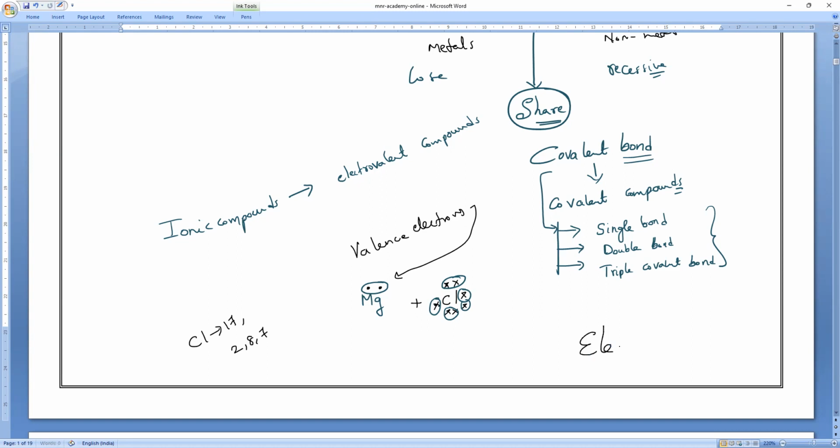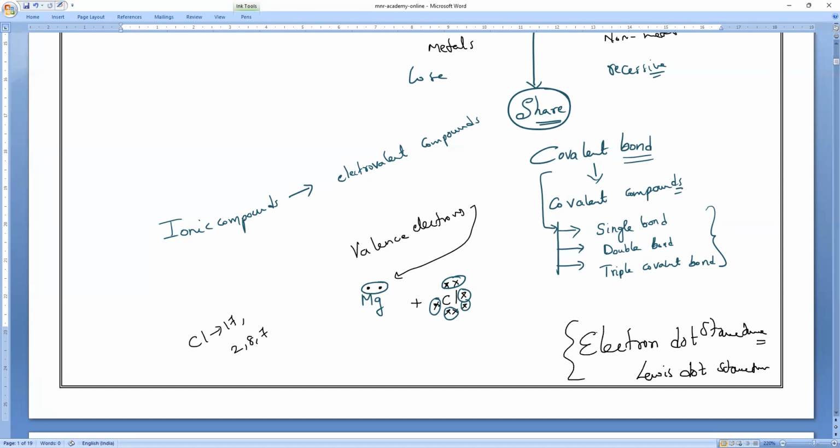Electron dot structure, I think I have given you more than 5-6 compounds. Am I right, Amma? Yes. So electron dot structure, everybody needs to learn electron dot structure by tomorrow. Electron dot structure also we can call by another name. What is that? Call it as Lewis dot structure.